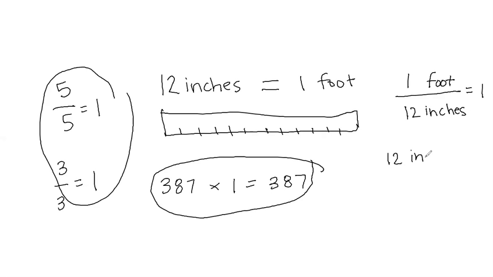12 inches and 1 foot, if they are equal, then you get another fraction that's equal to 1. So if I multiplied something else by this fraction, I would basically be multiplying that other number by 1, and I would get a value that was equal to the original value, right? Let me show you how that works.